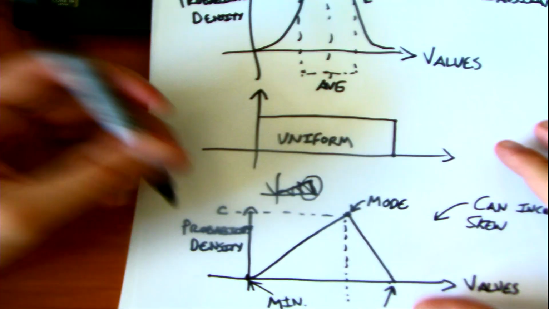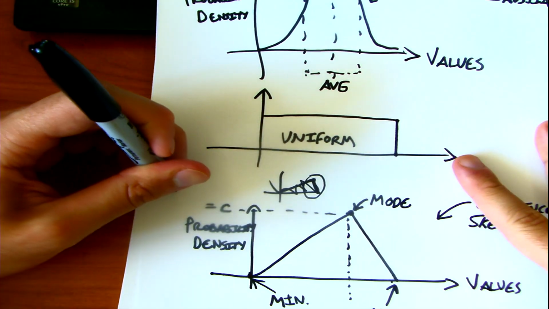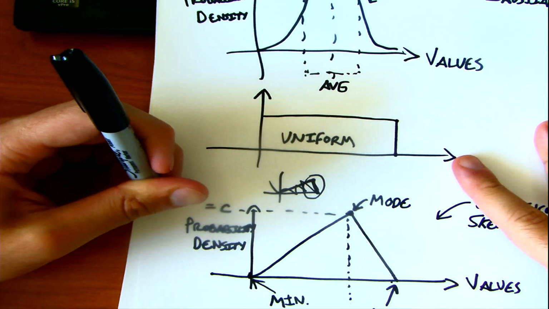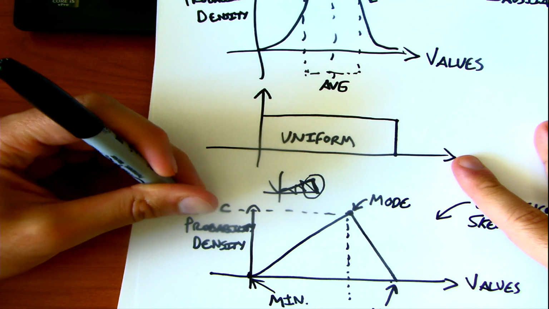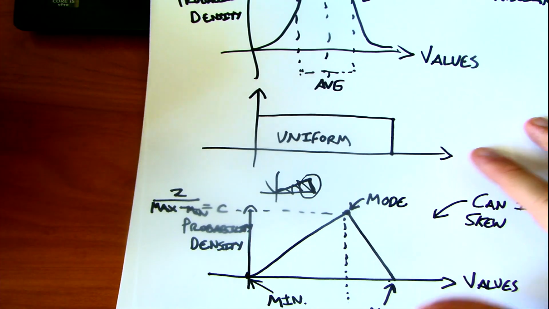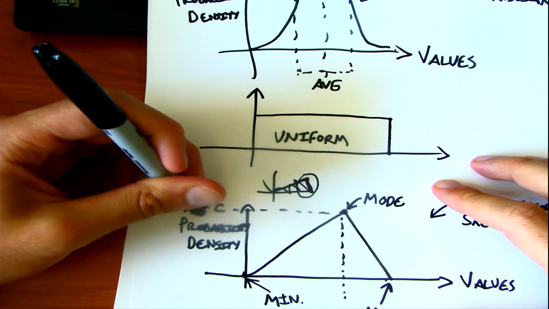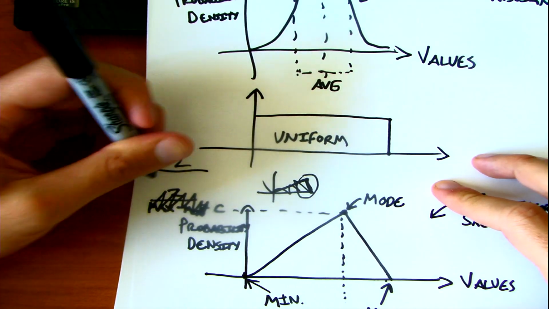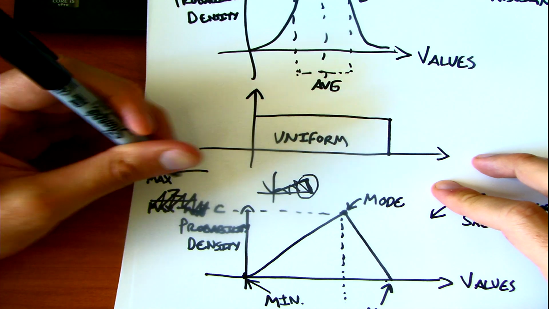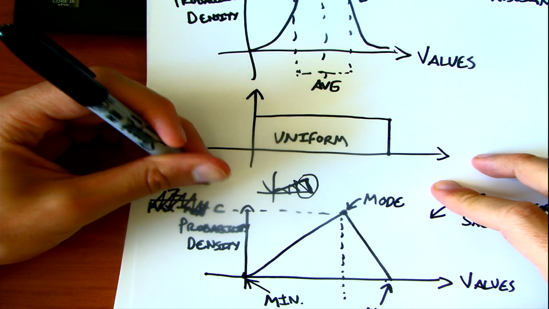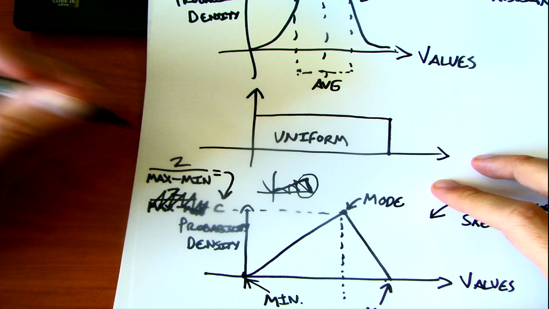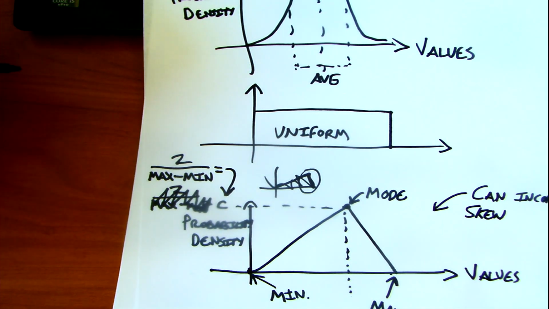I'll just do it here. C equals 2 over max minus the min. If that's legible, I will be amazed. There you go. So the probability density of the mode is 2 over max minus min. All right, cool. So now we know all of the points in this thing.